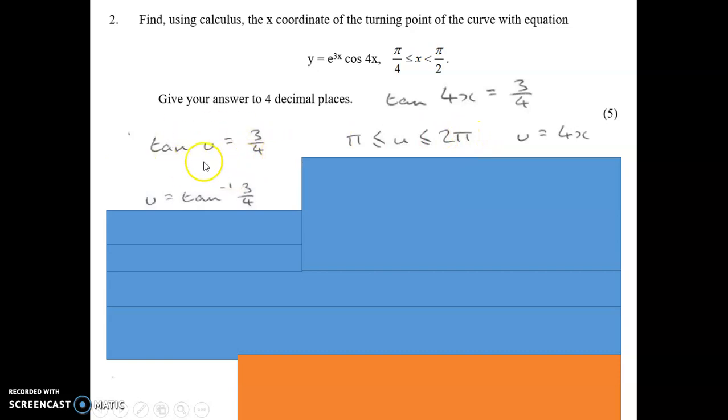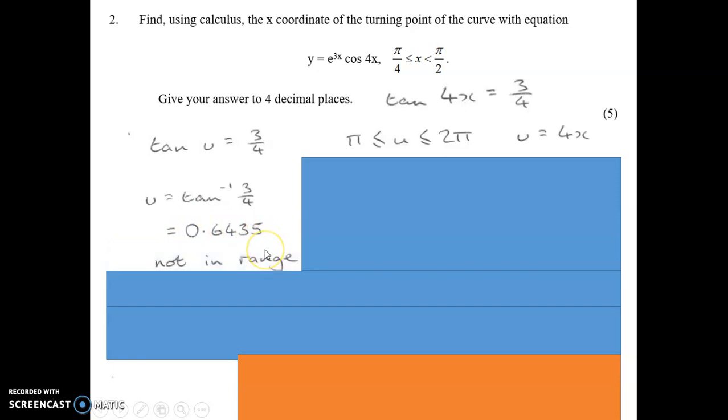So to find the principal solution to this, I'm going to do the inverse tangent of 3/4. And if I do that, it comes out to be 0.6435. Now, unfortunately, a lot of people forgot that you need to check that this lies within the given domain for u. Pi is 3.14, so we need answers bigger than that. It's certainly not bigger than 3.14, so this is actually not in the range. It's not a solution to our equation.